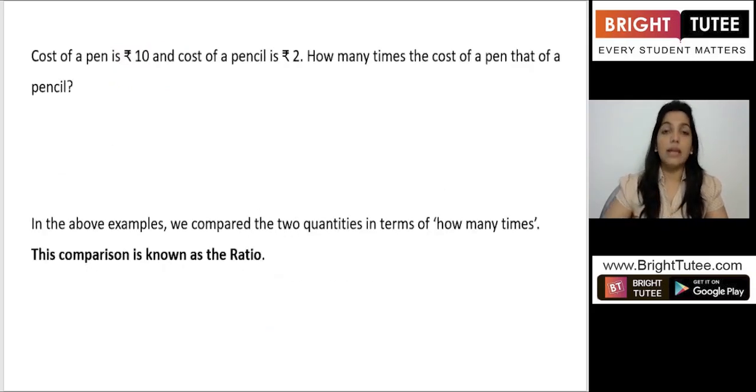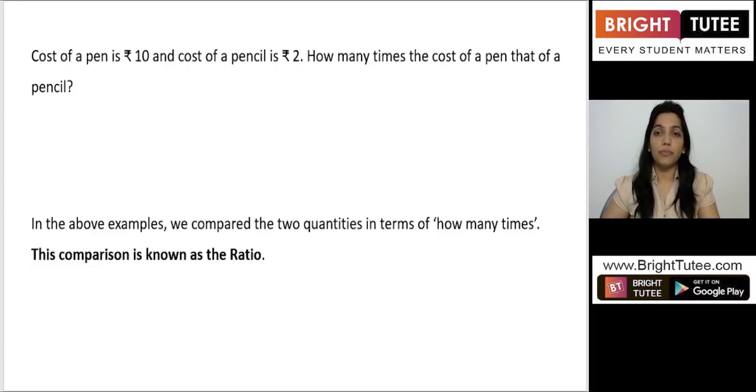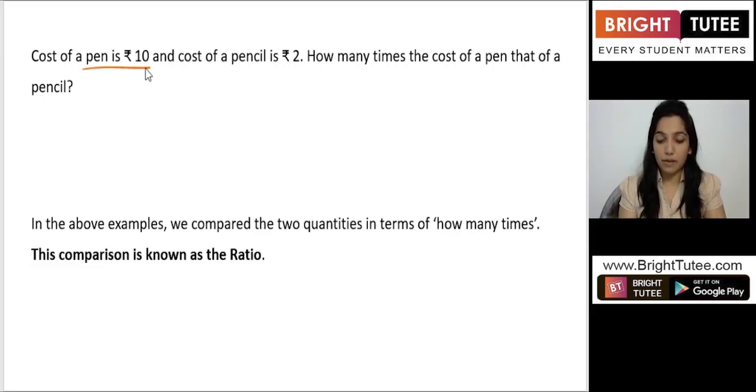Now let's read this one. Cost of a pen is rupees 10 and the cost of a pencil is rupees 2. How many times is the cost of a pen that of a pencil? So you know your 2 times table, where do you have 10 in it? 2 times what number gives you 10? It is 5, right?